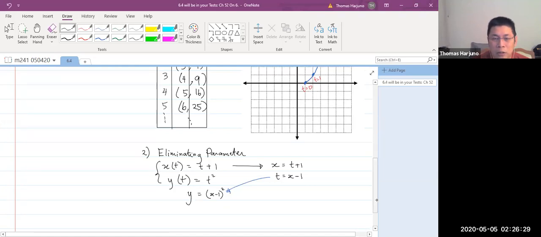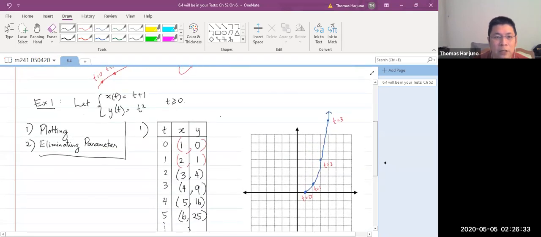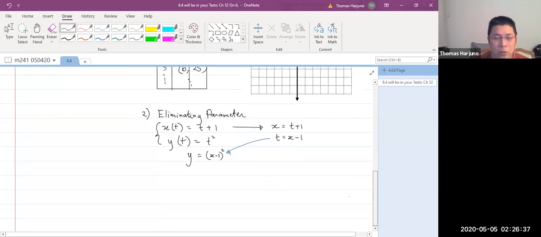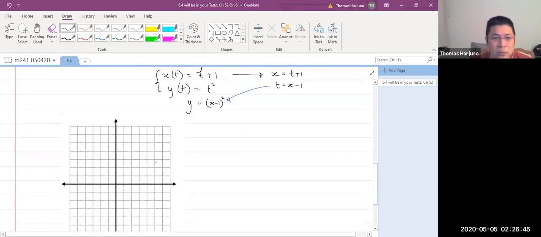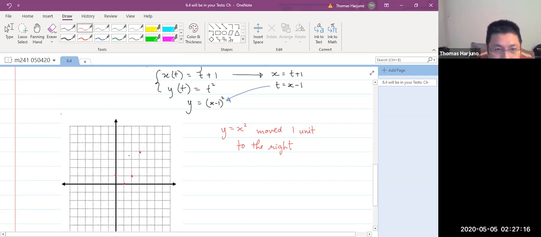So then the graph of this parametric equation, therefore, looks like that function. This is the graph of y equals x squared, moved 1 unit to the right. So the graph actually looks like this. The graph of y equals x minus 1 squared looks like this.